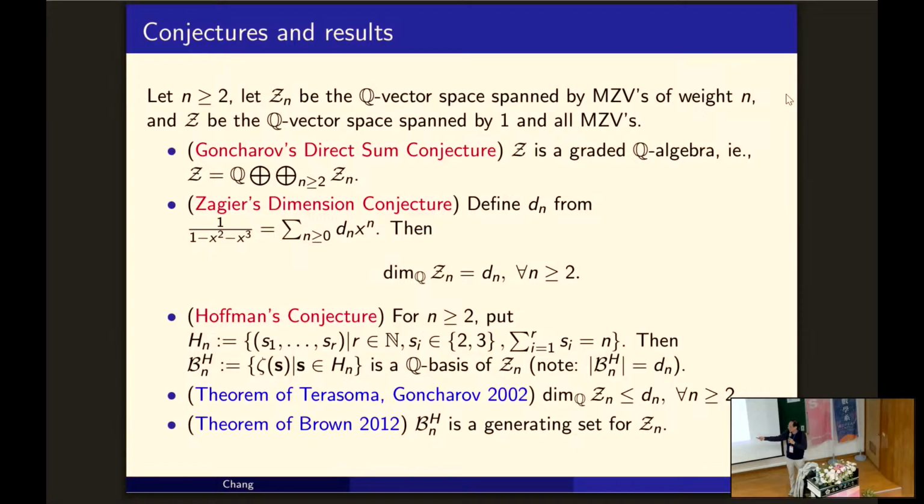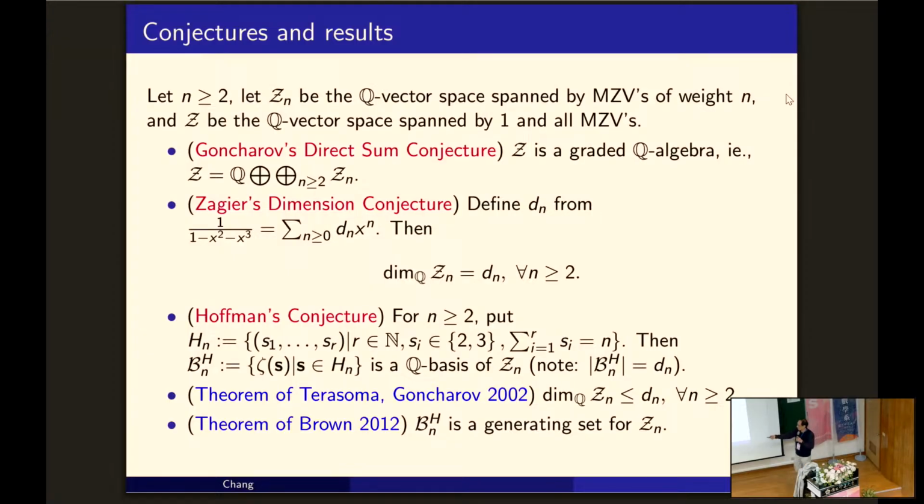So this is Zagier's dimension conjecture. But Hoffman gave a further conjecture regarding how to find the basis, and he conjectured that it's simple. When you fix the weight n, you consider all tuples with sum of s_i equal to n, and each component s_i is either 2 or 3. Then these must form a basis.